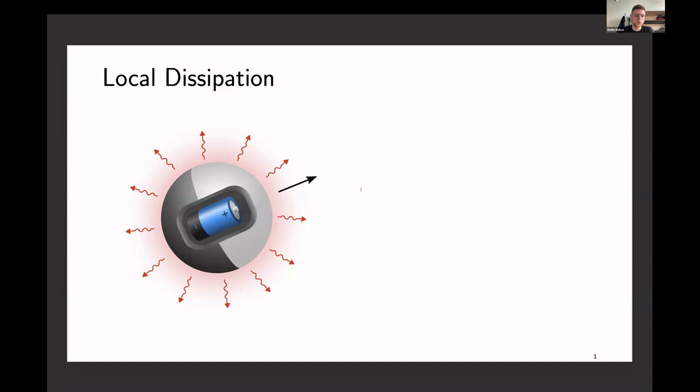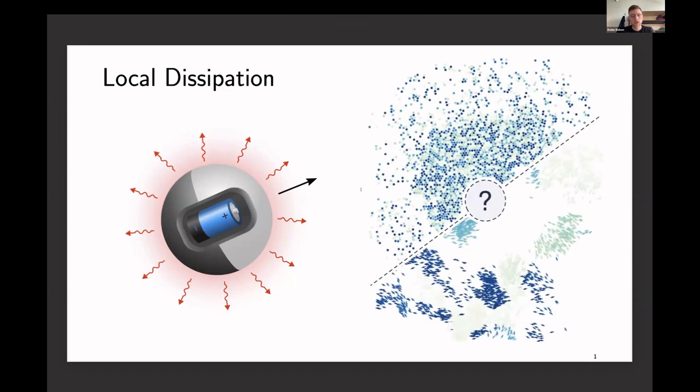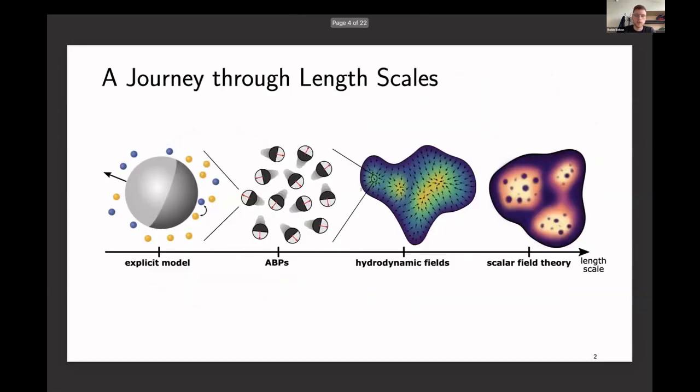So today I will show you how we can calculate the exact dissipation rate and therefore the entropy production rate of such active colloidal particles, and then building on these results also show you how to turn towards larger length scales and show you how these local effects manifest if we look at the collective behavior of macroscopic many-body interacting active particle systems. So to do this, I want to take you on a very quick journey through different length scales.